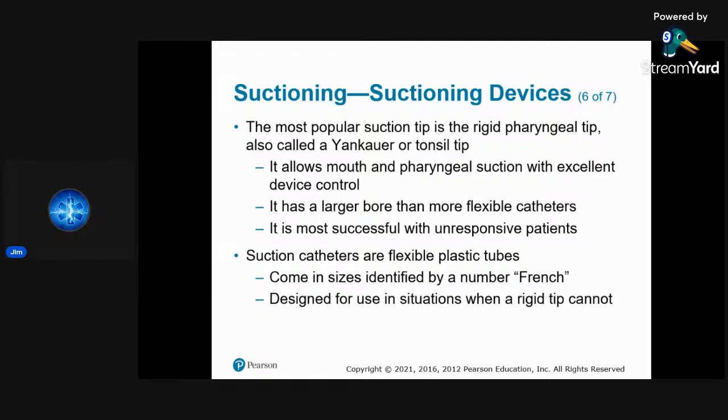The suction catheters that are flexible, we call them soft or French suction catheters. They come in sizes identified by French number, which means the larger the number, the larger the diameter of the tube. They're designed for suctioning when we can't get that rigid tip in.